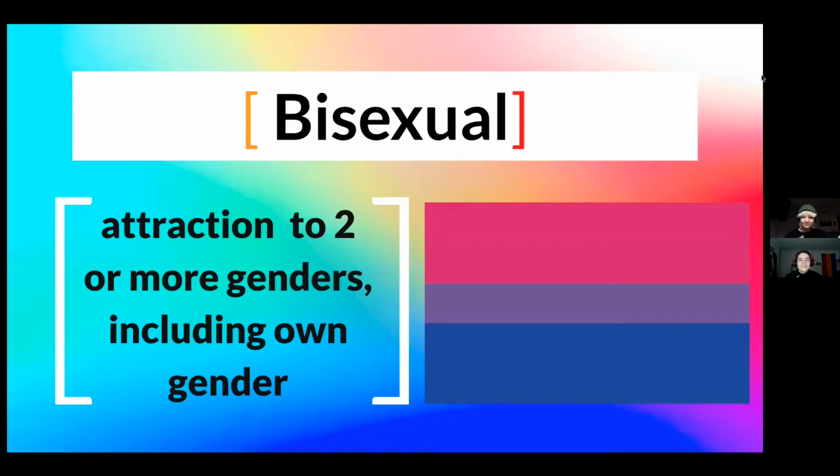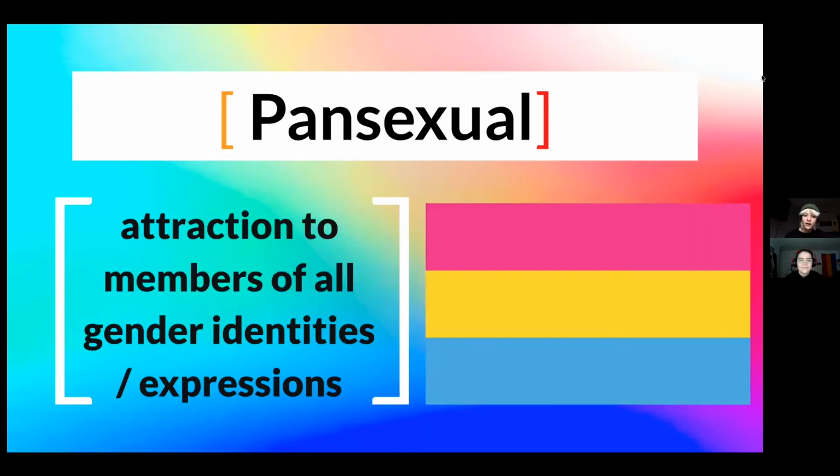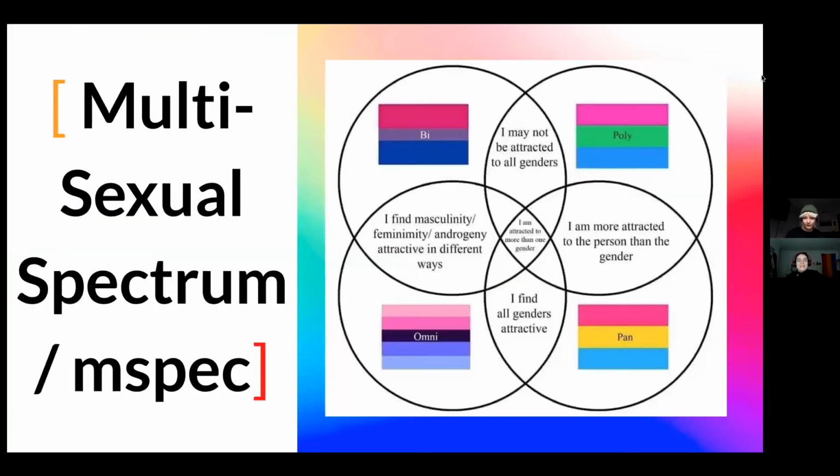All right, you have bisexual and biromantic, a person who experiences attraction to two or more genders, usually including those of their own gender. And then you have pansexual or panromantic. This is a person who experiences attraction for members of all gender identities and expressions. And that's what I identify as. I also identify as pansexual.